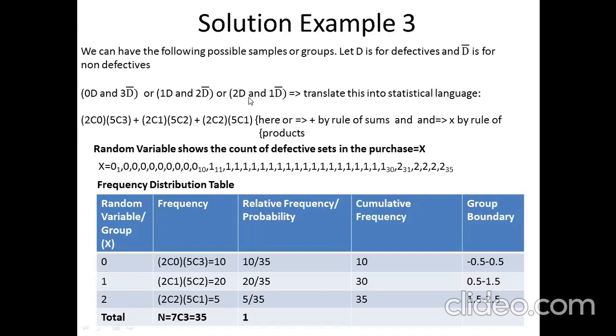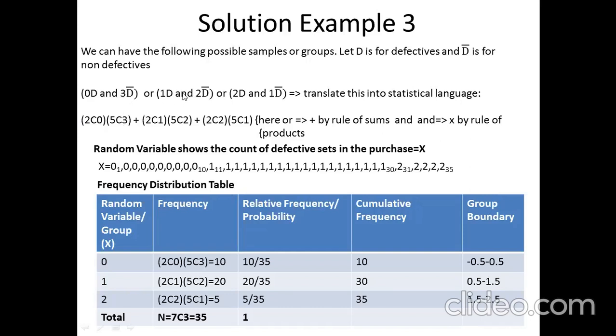Translated statistically, this would be 2C0 multiplied by 5C3, because 2 were the defectives and 5 were the non-defectives. So 0 D means 2C0, getting 0 defectives out of 2 defectives is 2C0. C is for combination. There would be no order present here and there would be no repetition, so that's why combination is used. And this is translated to multiply, and the 3 non-defectives is translated to 5C3.